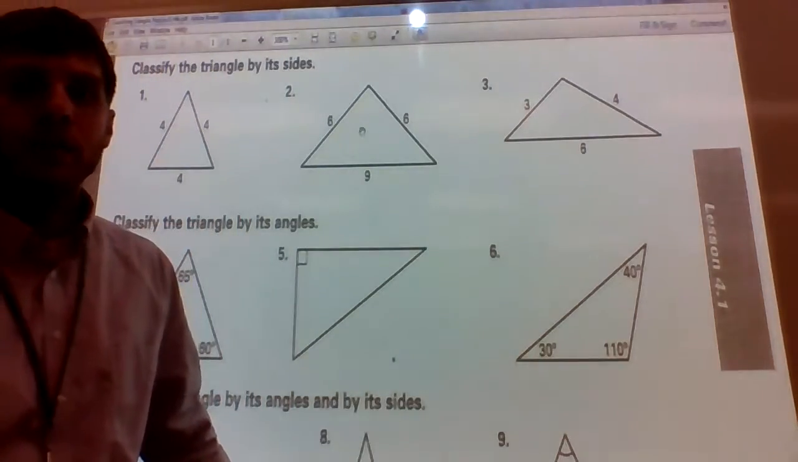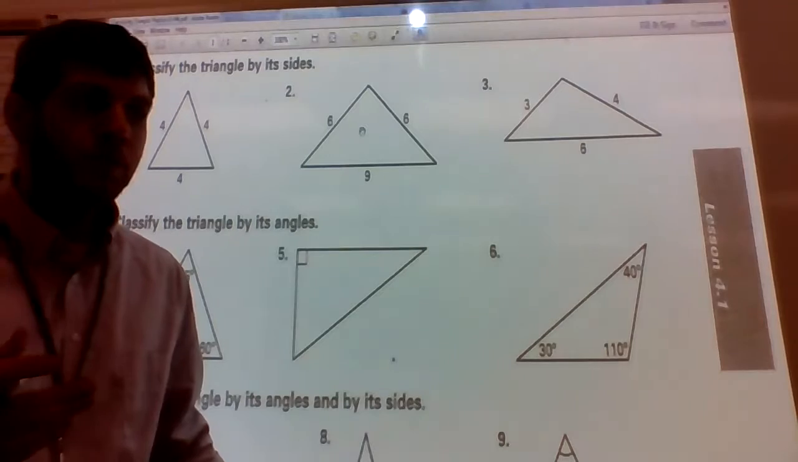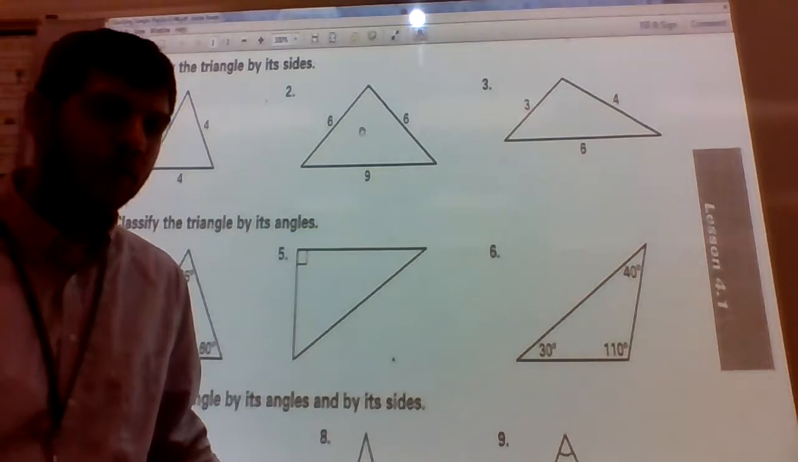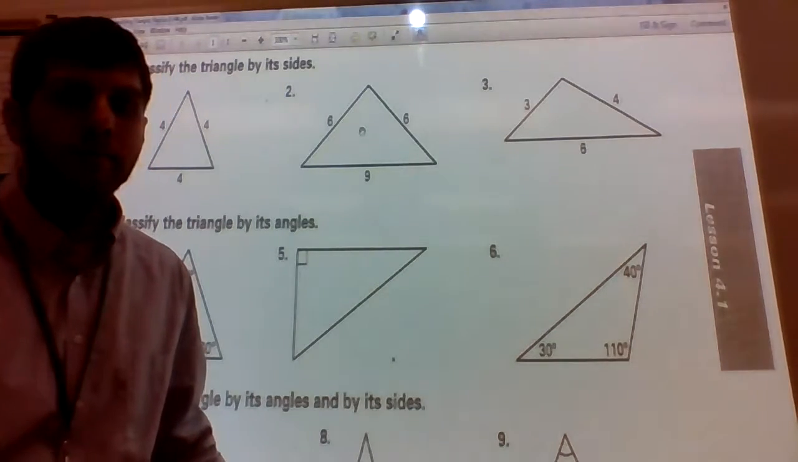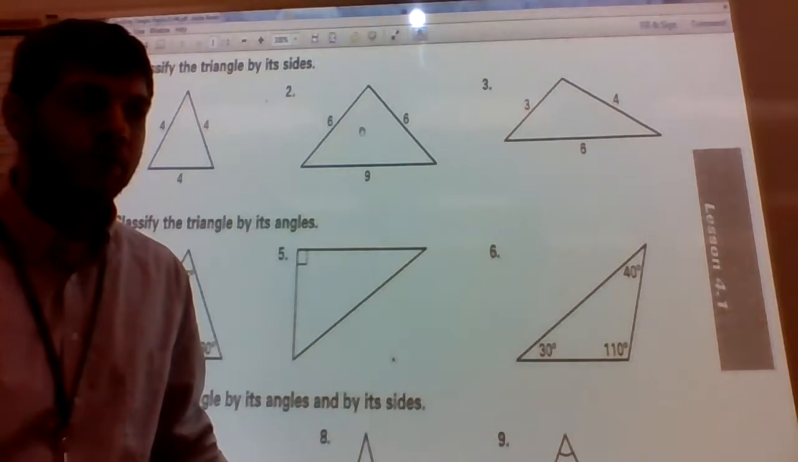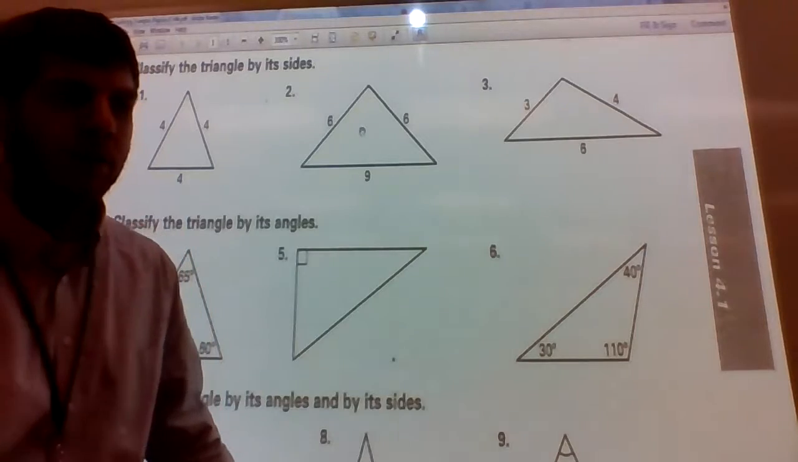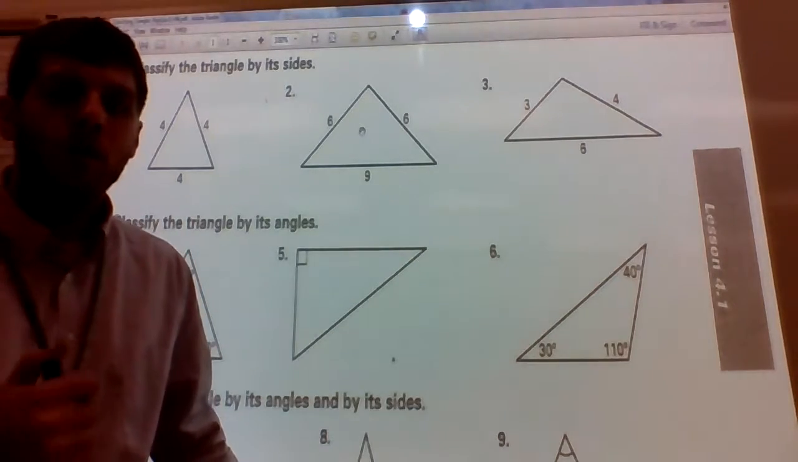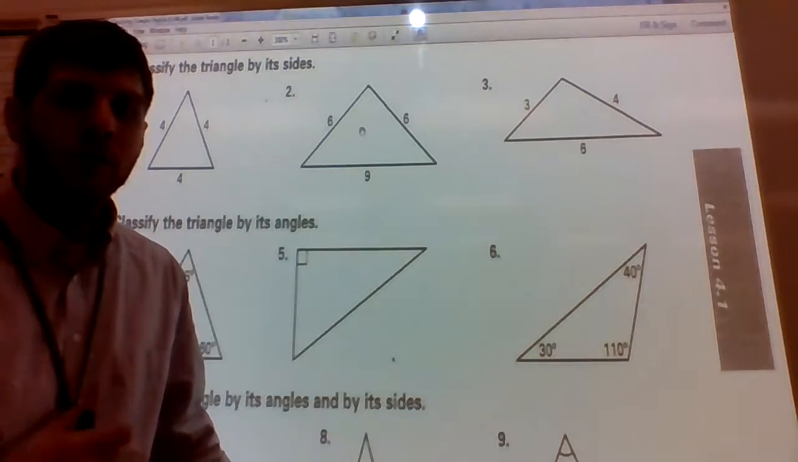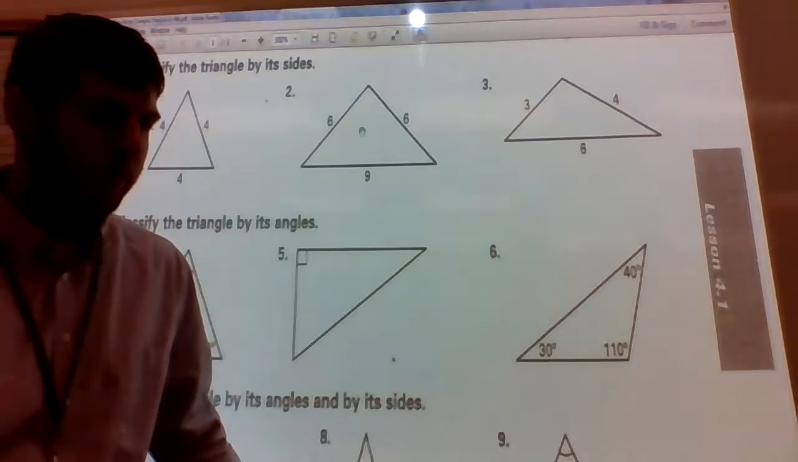Scalene, where all the sides are different lengths; isosceles, where two sides are the same length, one side is a different length; and then equilateral. So lateral means sides. If you're moving laterally, you're moving side to side. So equilateral means equal sides. That is when all of the sides are equal. So equilateral, isosceles, scalene.